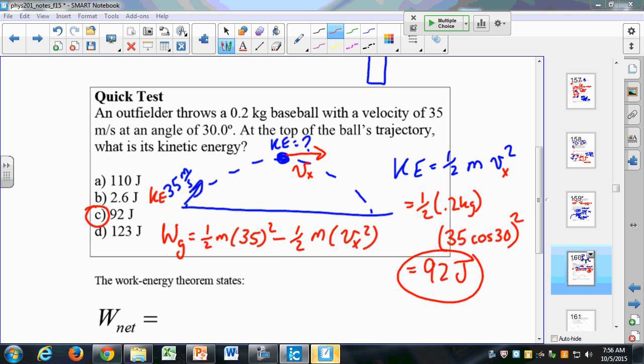So that would be 0.1 times 1225 minus 92 joules. Wait, no, that's not right. Sorry.